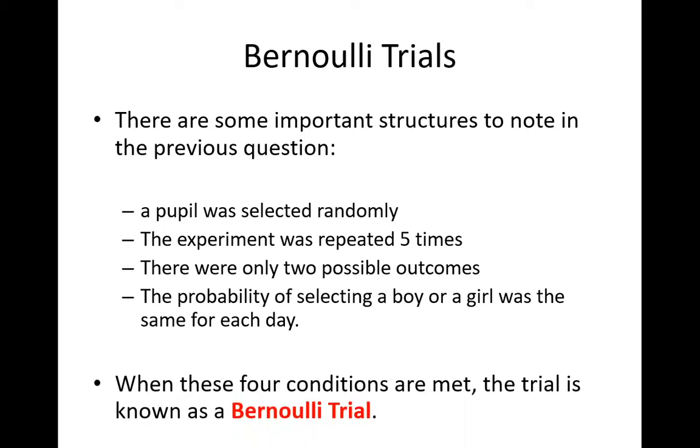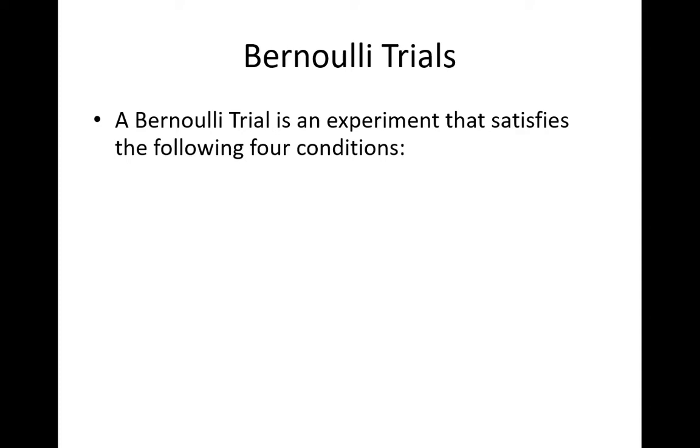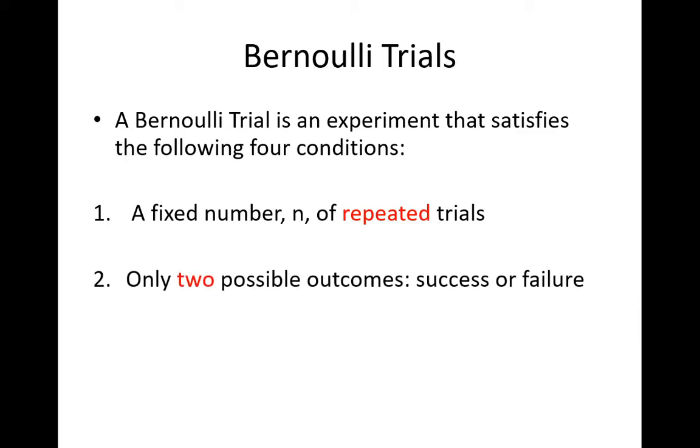And lastly then, when these 4 conditions are present, the trial is noted as a Bernoulli trial, and we can use probability calculations with the Bernoulli trial to work out a whole plethora of probabilities in terms of one event or a number of events, providing that the trials themselves are Bernoulli in nature. So more generally, a Bernoulli trial is an experiment that satisfies 4 conditions. Number 1, the experiment is repeated n times. Number 2, there are only 2 possible outcomes, success or failure.